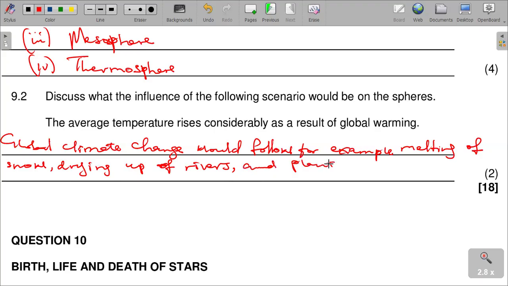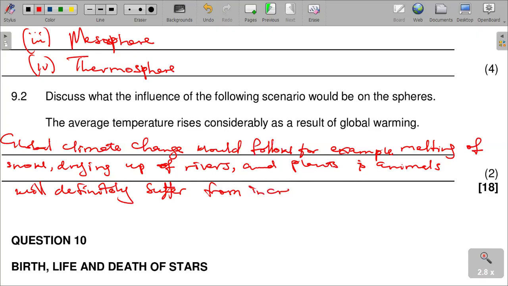The plants and animals will definitely suffer from an increase in average temperatures.